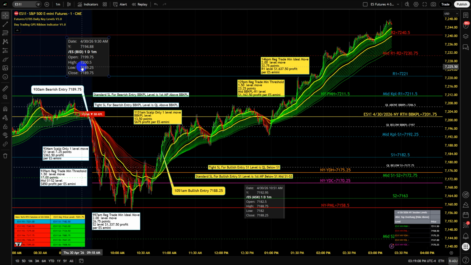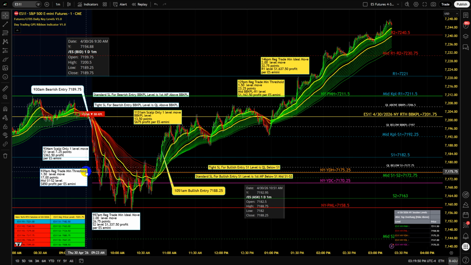The bid on shorting this is going to be on the candle close, 71.89.75. Again, we don't have any contextual levels before the S1 level scalp, so it's only regular scalp only in this particular session. 9:34 a.m. scalp only, one level move, BBKPL down to S1, 71.92.25, so that's a 7.25 point move, $362.50 profit per ES E-mini or per 10 ES micros.